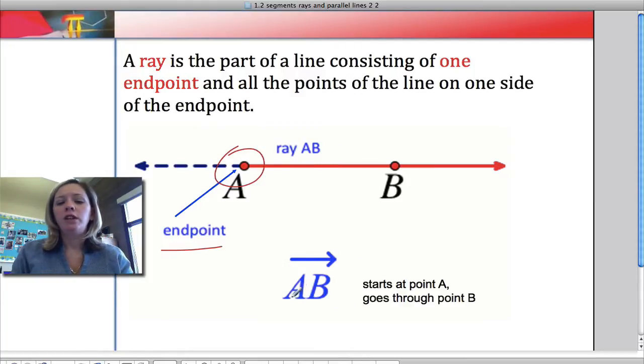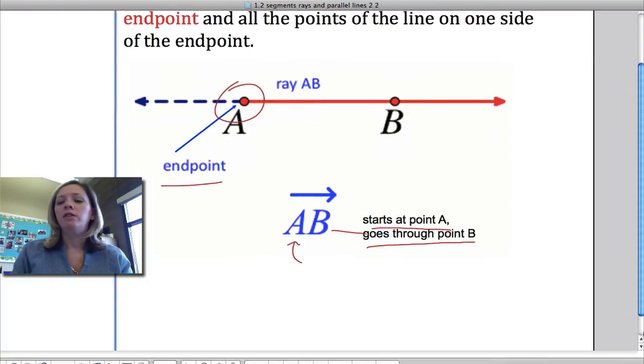So when we're doing notation, this is actually really important. The first point tells me where the ray starts. It starts at point A. The second point tells me that it goes through point B. And this is actually quite important when we're looking at direction.